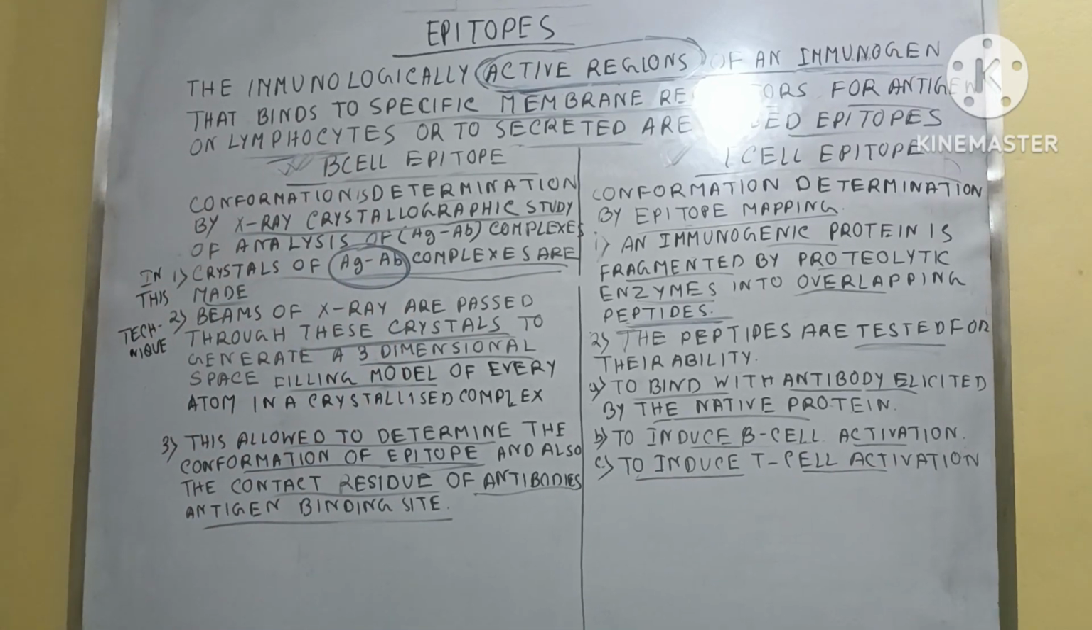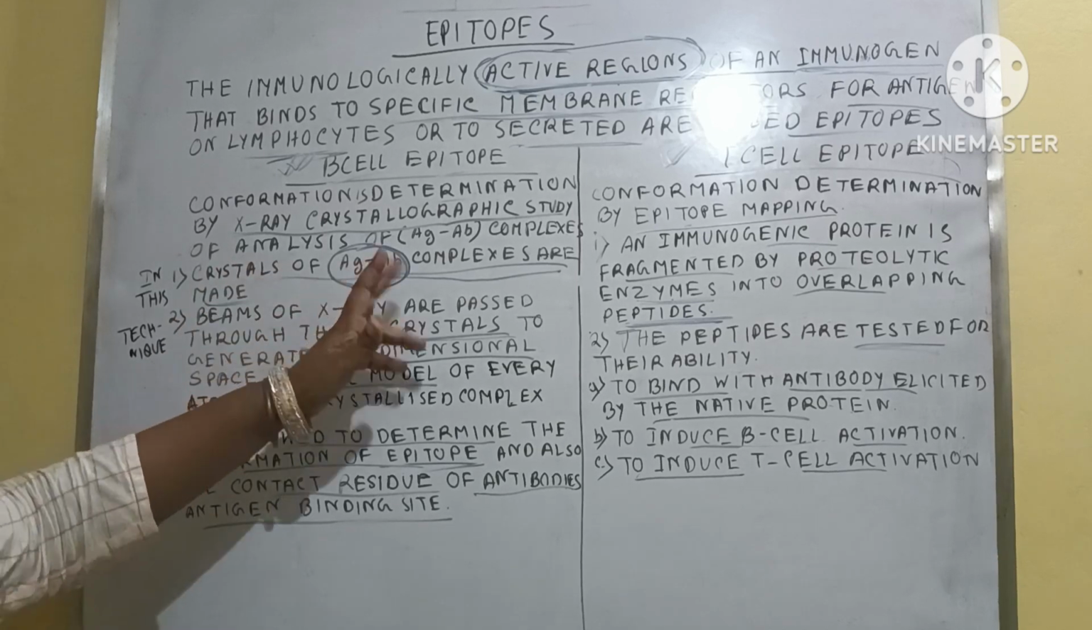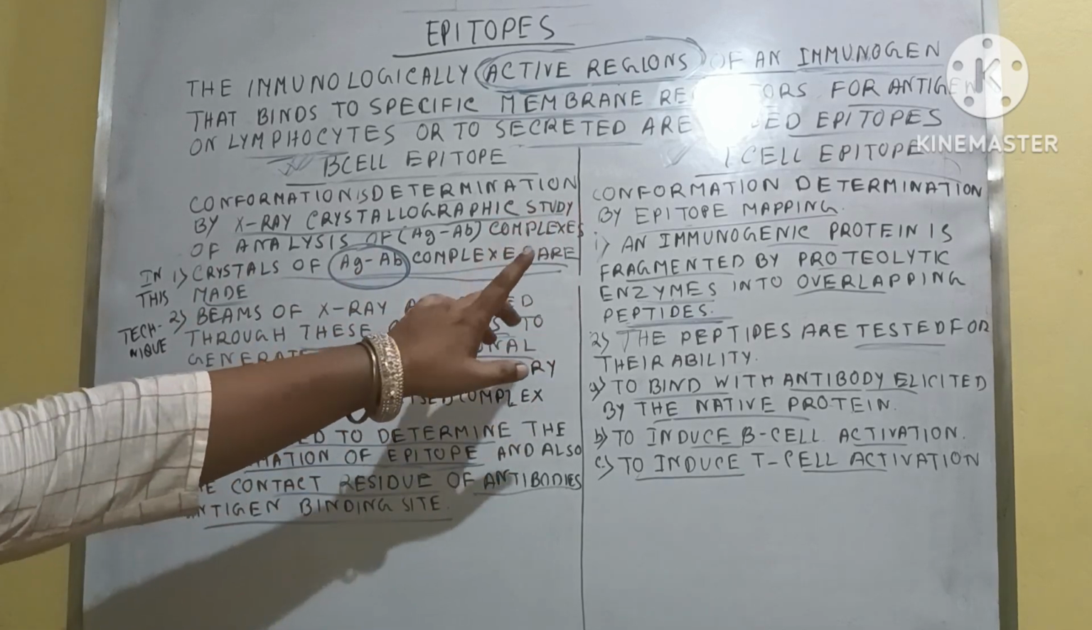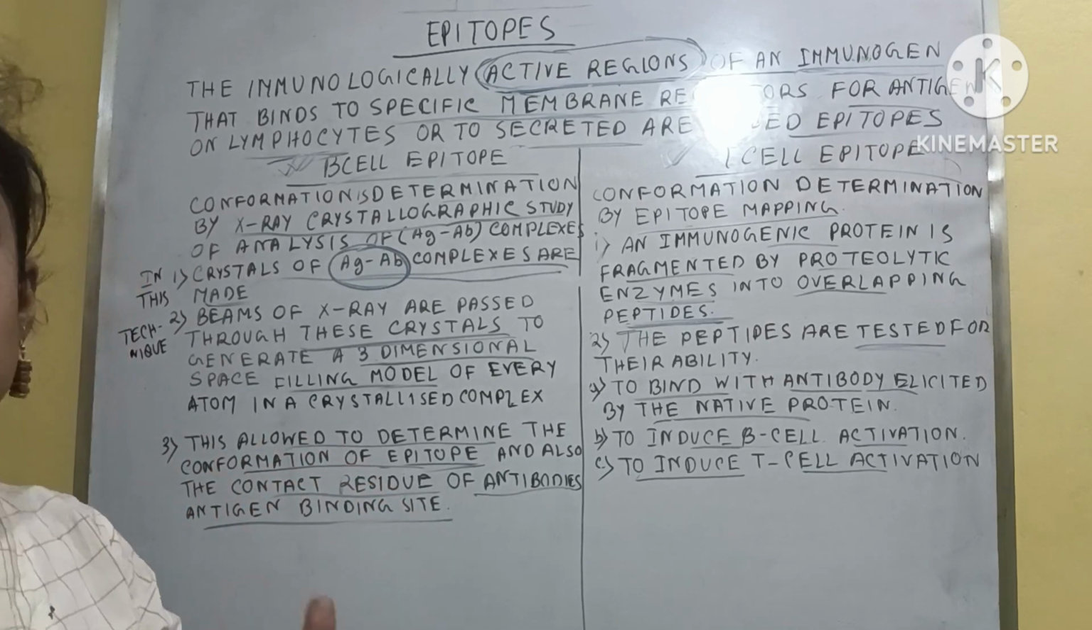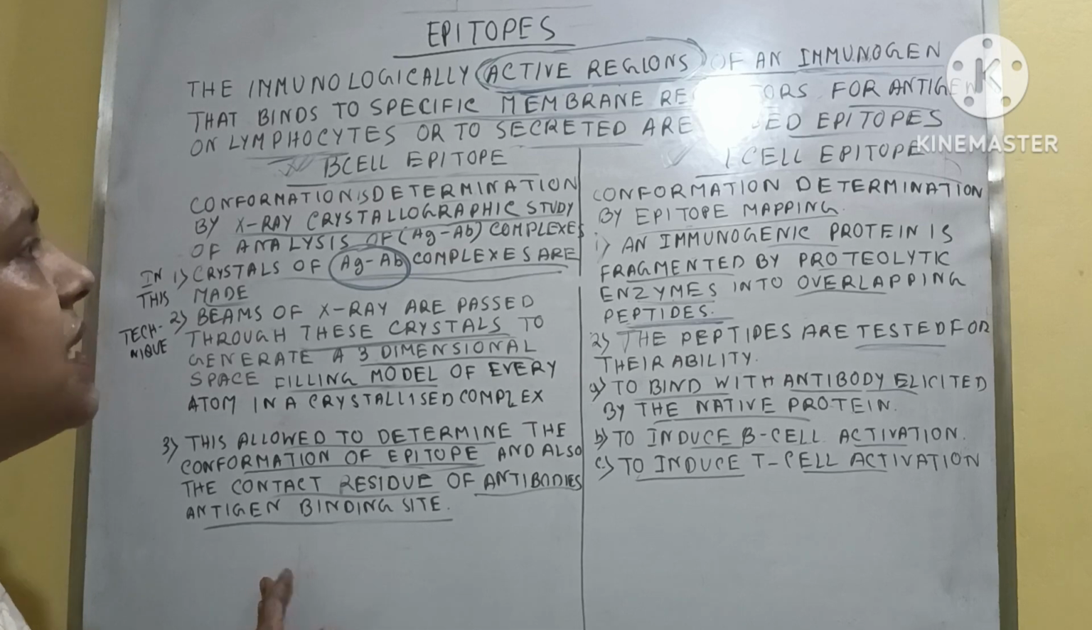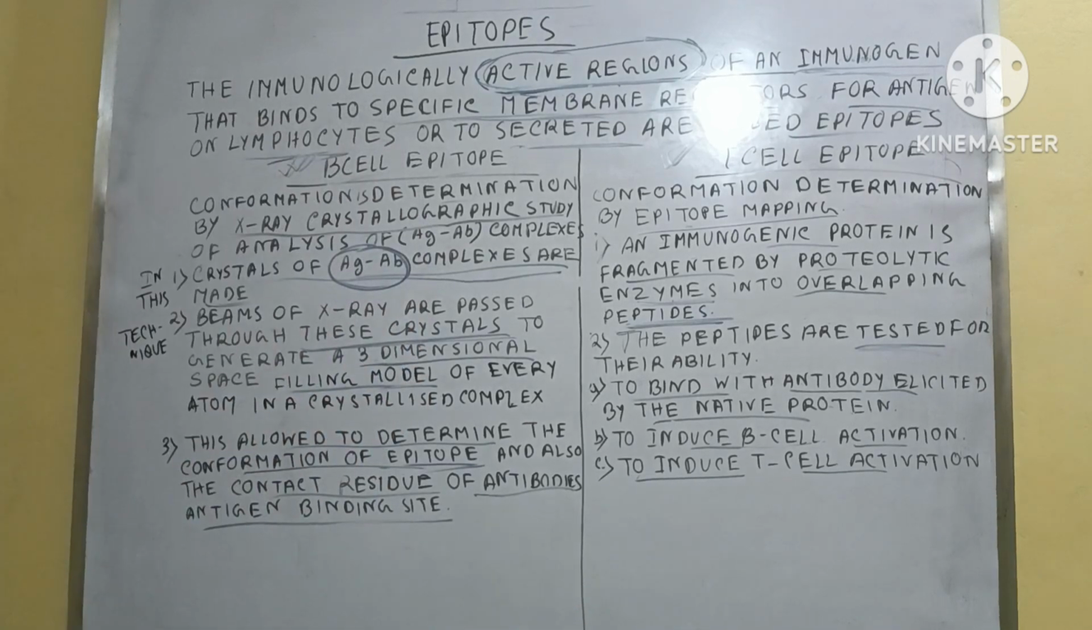So these are the two processes: one is the crystallographic process, another is the epitope mapping process, by which we can understand the actual conformation of the epitope. After that we will learn the features of B cell and T cell epitopes. So continue.